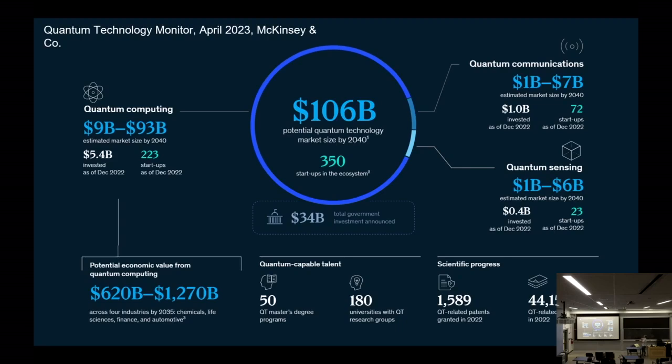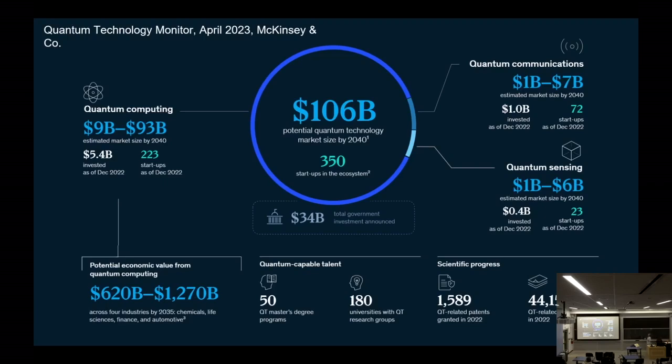The potential economic value from quantum computing, based on the investments that are going to be made, is estimated to be really large. You know, thousands of billions of dollars of investment. So far, the United States government has invested about $34 billion, and that has translated into what is seen at the bottom row there.